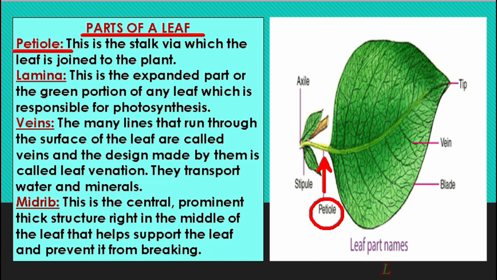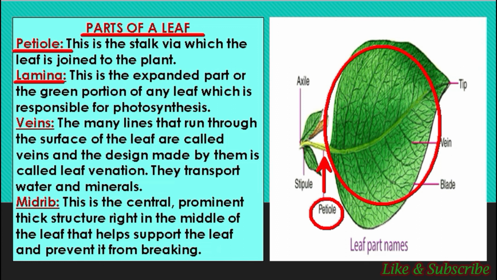Now students, the next part of a leaf is the lamina. Students, this lamina is the extended part of a leaf, this one here. And students, the green portion of any leaf which is responsible for photosynthesis is called the lamina.